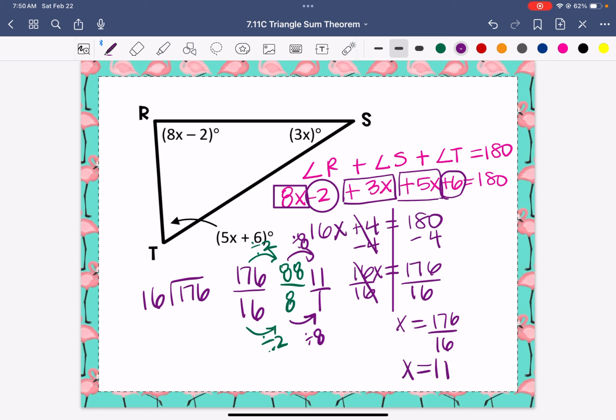That's only the variable. We're going to substitute the 11. I'm going to figure out what the measurement of angle R is. So I'm going to substitute 11 for x. Plug in my expression. Think about your order of operations. 8 groups of 11 is 88. Take away 2 is 86. I should substitute 11 for each variable, and then when I'm done with this, all my angle measurements should definitely total 180 degrees. So don't ever want to get this one wrong on a test.